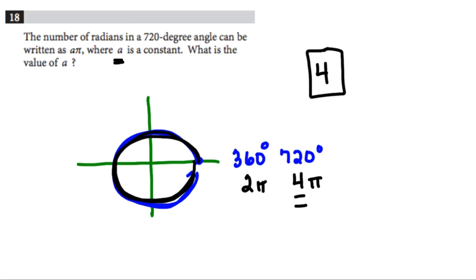Okay, and a quick reminder, if you're thinking radians, 180 degrees over here is pi radians. 90 degrees up here is pi over 2 radians. And 270 degrees right here is 3 pi over 2 radians. Just a little trig review.